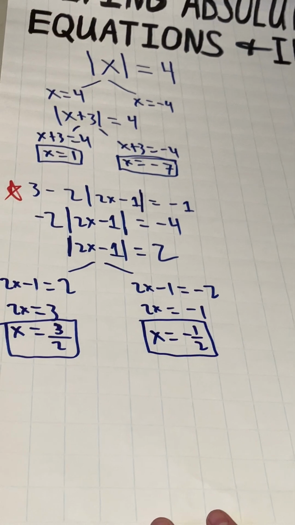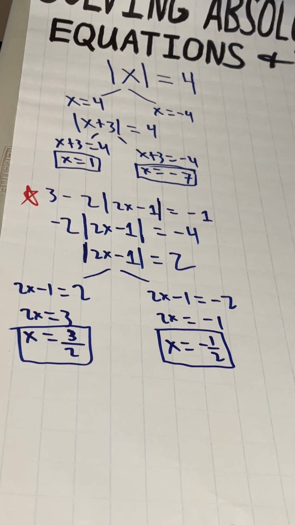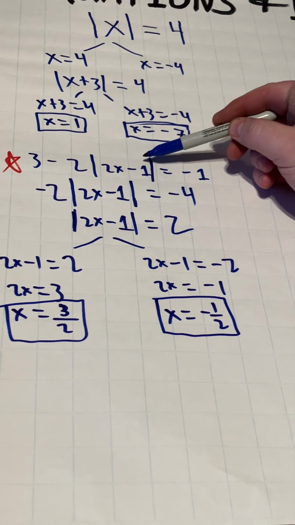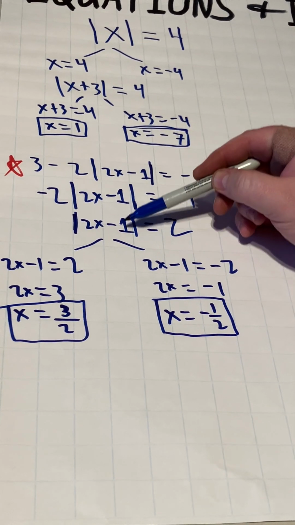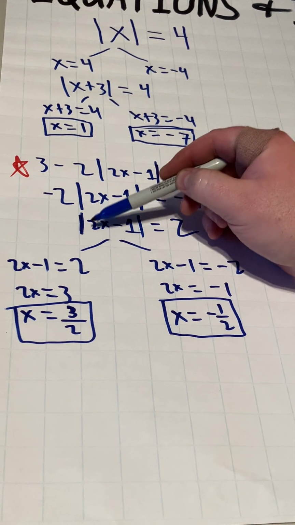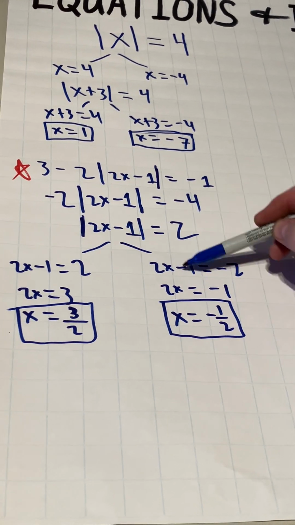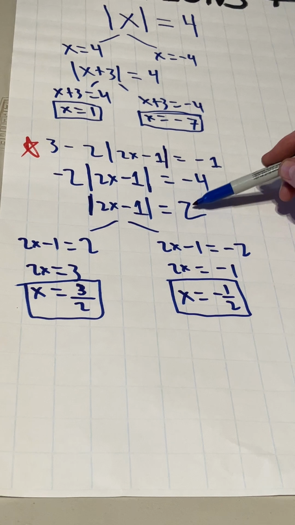Okay, so the key here, you always solve for your absolute value portion first, then you take whatever's inside of there and you set it equal to both the positive and negative version of this number.